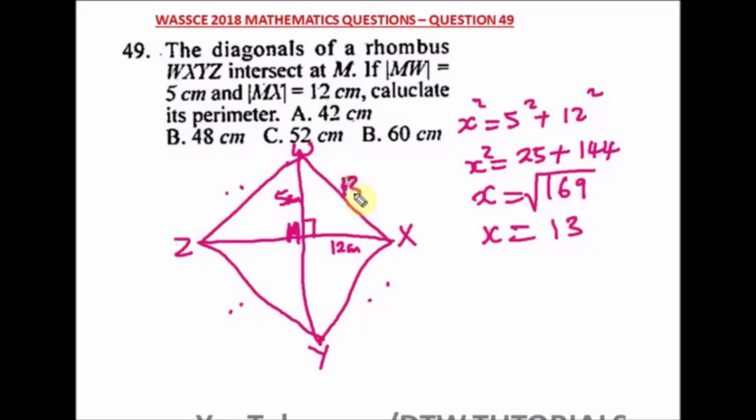So this side is 13 centimeters. The question says calculate its perimeter, so it will be 13 times 4. This is 13, this is 13, and this is 13. You can either add or just multiply by 4. And what is 13 times 4? That will give us 52 centimeters. So our answer is 52 centimeters, and our right option here is option C.